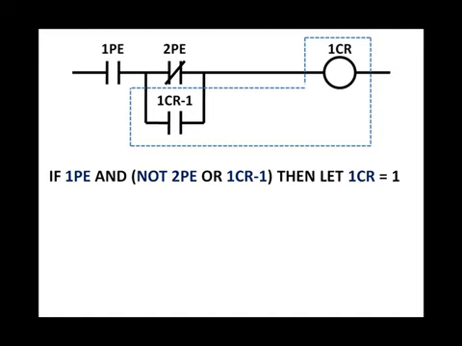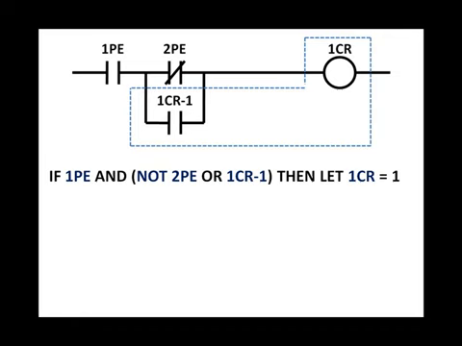Or another way to state this would be with ones and zeros, which is more common to a PLC. If photo I1 equals 1 and photo I2 equals 0, or if photo I1 equals 1 and 1CR-1 equals 1, then let contact relay 1 equal 1, or on. With 1CR-1 branched around not 2PE, 1CR is able to retain a specific condition regarding photo I1 and a temporary state of photo I2.